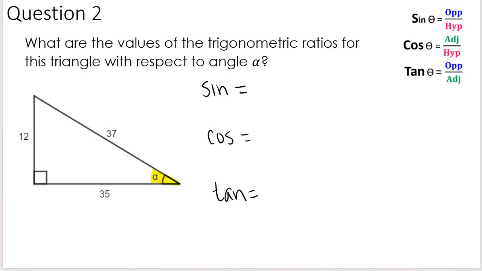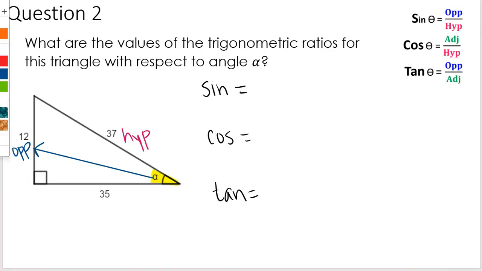Label our sides over and over. So that longest side, that's going to be my hypotenuse. The side that is furthest away from my angle, that's going to be my opposite. And the side right next to it, that will be my adjacent.